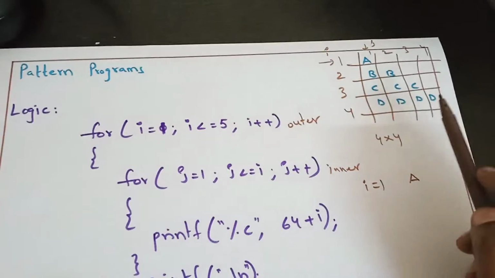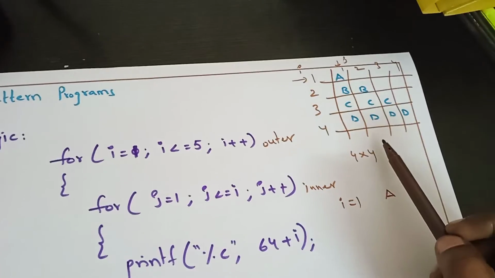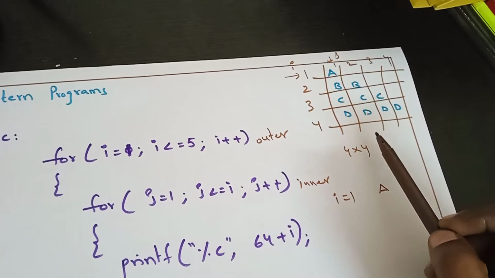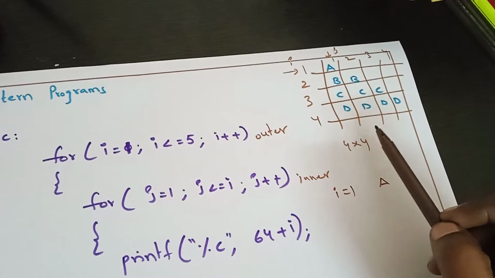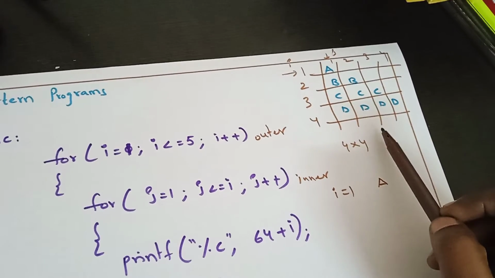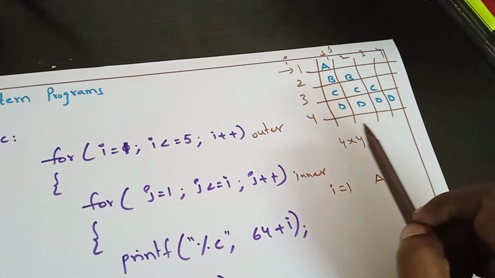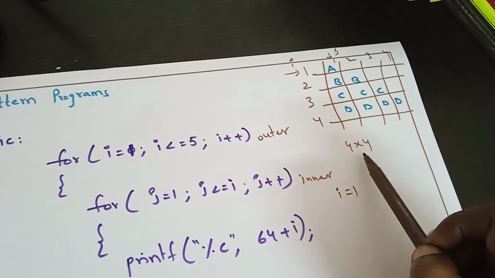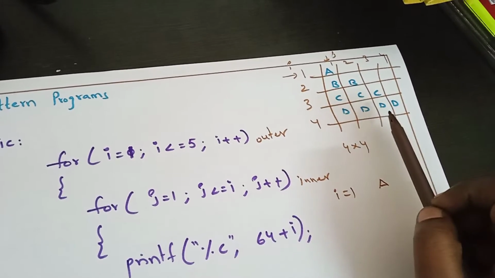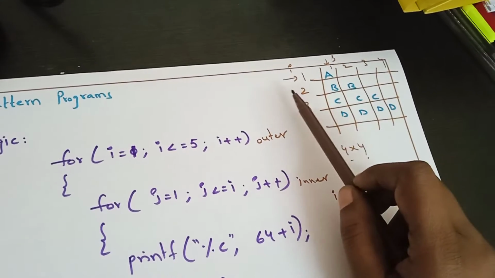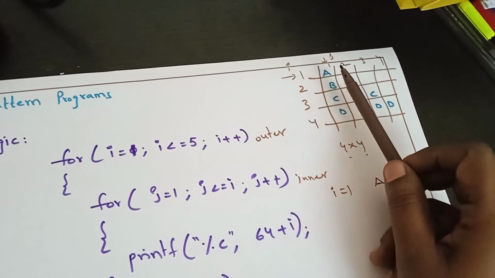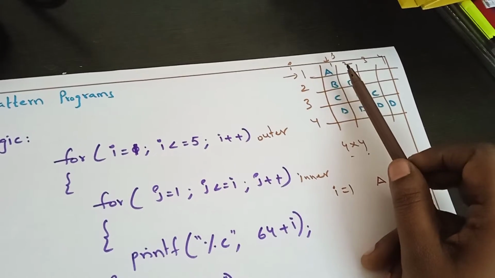So look at this pattern. This is my next pattern, and whenever you look at any pattern you have to divide the pattern into number of rows and number of columns. Now as far as this example is concerned, this is a 4 by 4 pattern. It has 4 rows and 4 columns. So I'm indicating rows with I value and columns with J value.